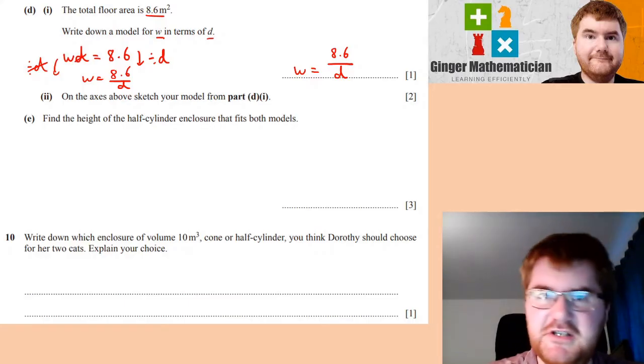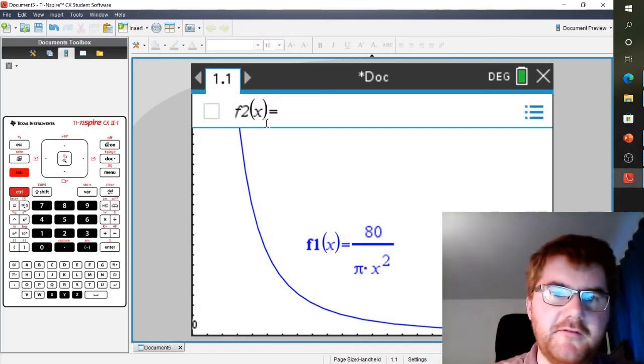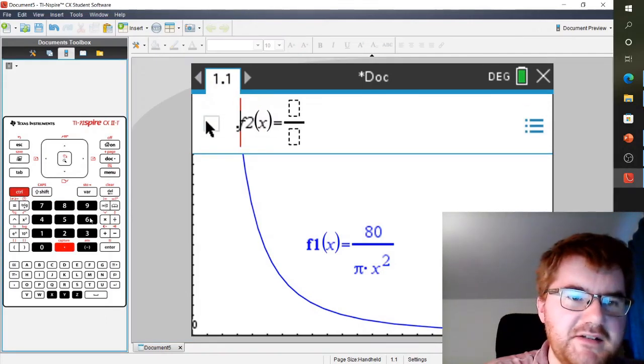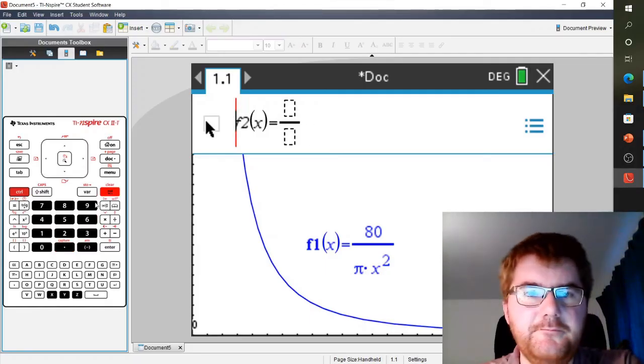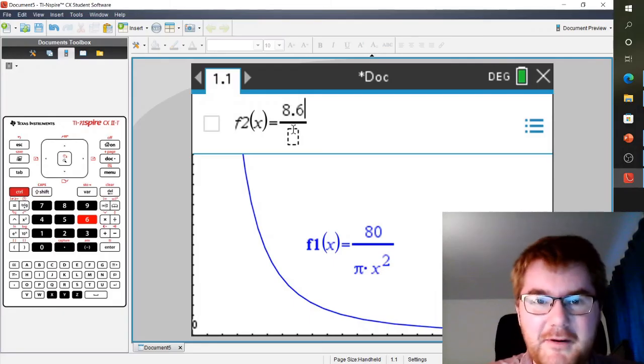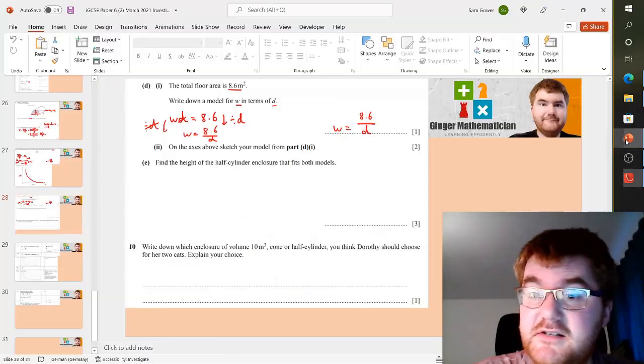So let's go back to my GDC. And now what it wants me to do is press the tab button. That gives you an extra function. And it just wants us to type in what we just did. So 8.6. Remember, we can't write D. Make sure we write it in the right place. That always helps. 8.6, and we can't write D. We write X instead. And notice this gives us a similar looking graph here. I'm going to take a quick screenshot.